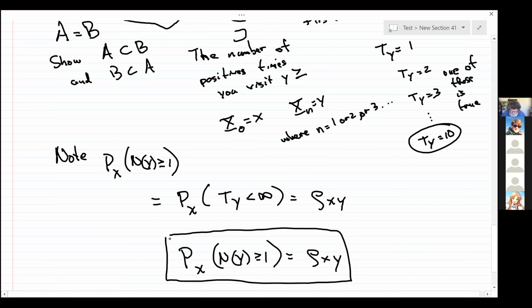Another useful formula. Questions on that one? Okay, I see I'm almost out of time. Really, I'm out of time. Let me see if I can do one more thing.